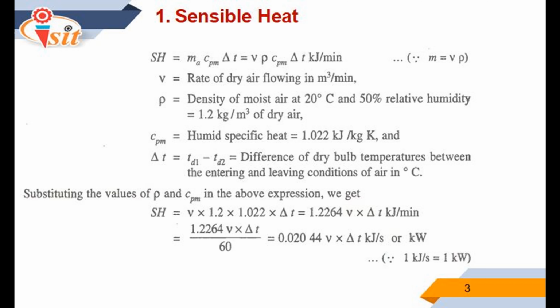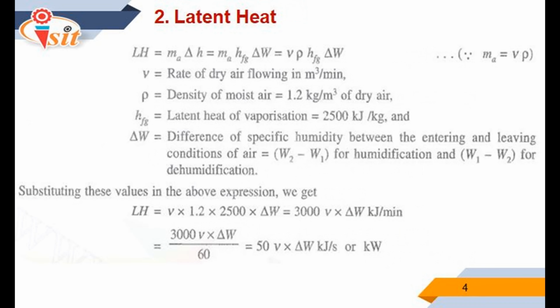Means sensible heat is related with the rate of dry air and difference of dry bulb temperature between entering and leaving the condition. The next important point is latent heat. The latent heat is equal to mass of air into delta H, means mass of air into HFG into delta W. Means mass of air is equal to volume into density.